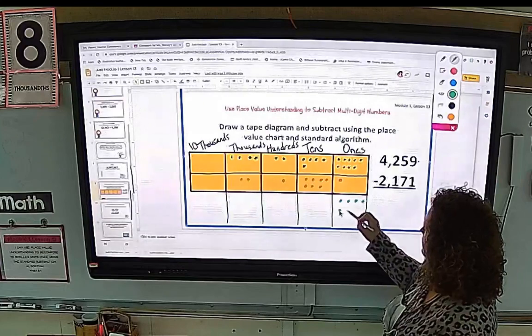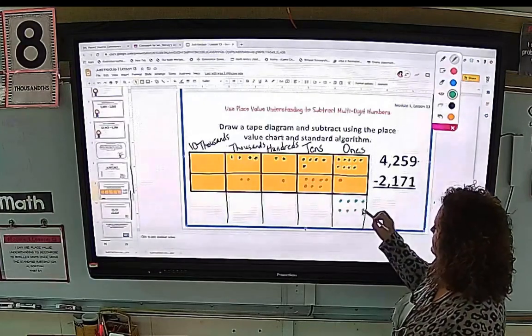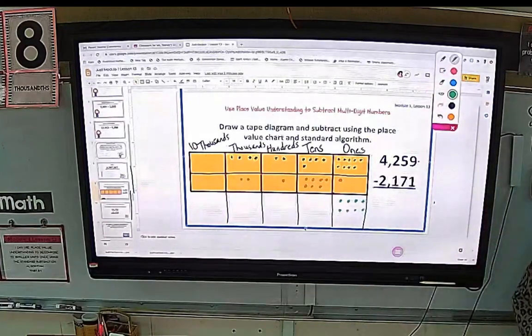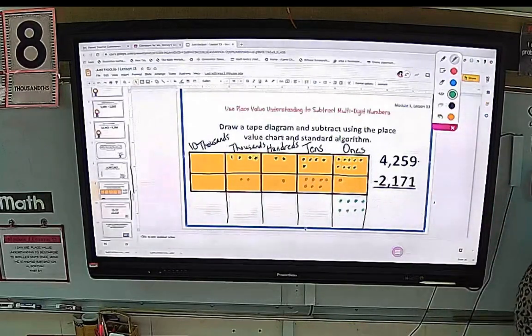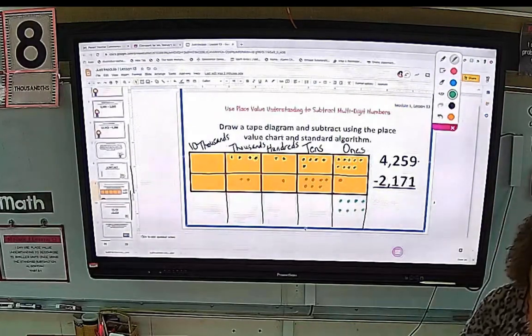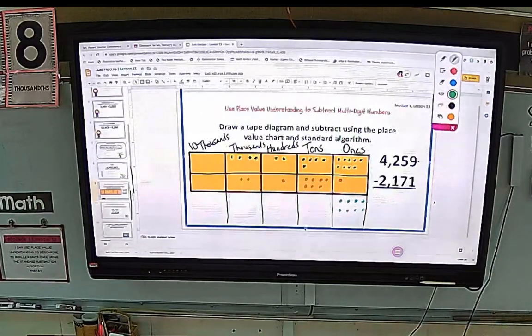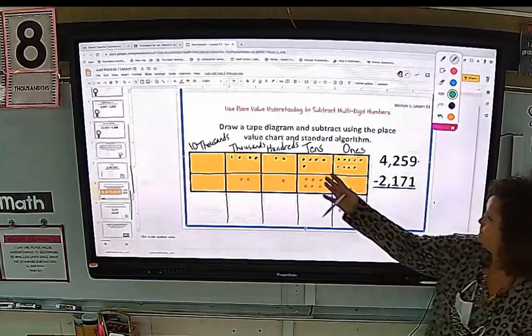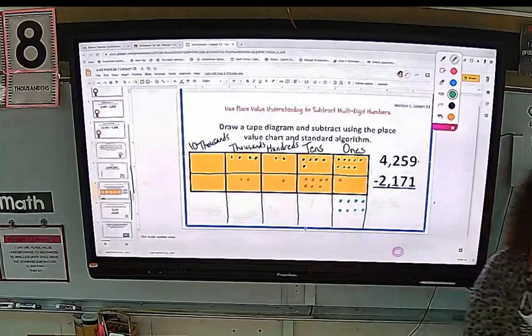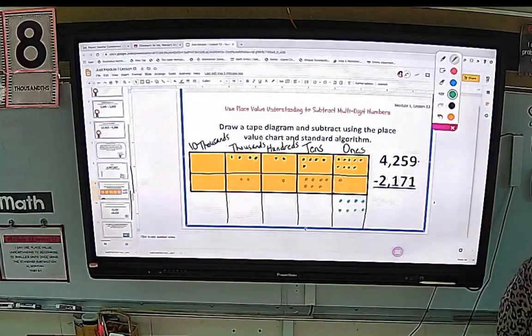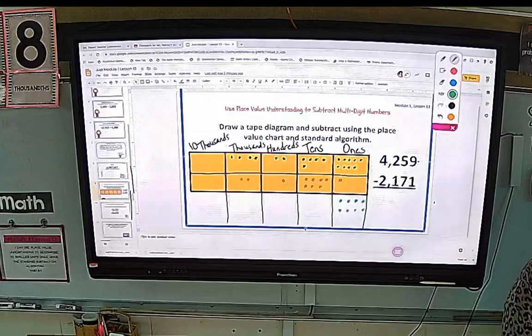8. 9 minus 1 is 8. Okay, we had 9. We took that away. We've got 8. Okay, let's show that on our board. All right, what about the next one? We've got 5 10s, and we've got 7 to take away. Are we going to be able to easily do that? No. So what do we do?